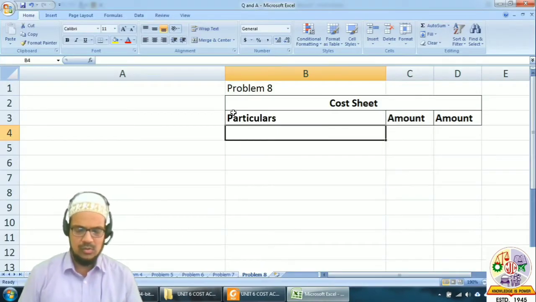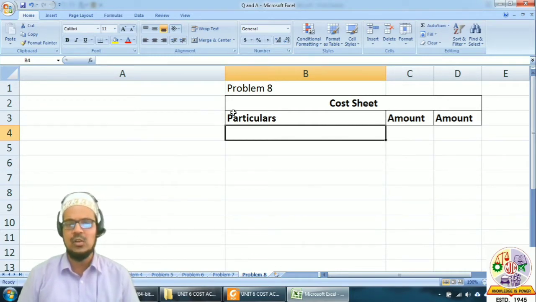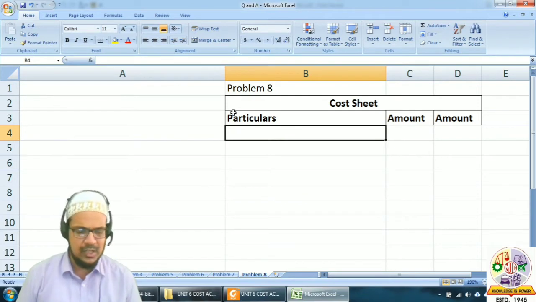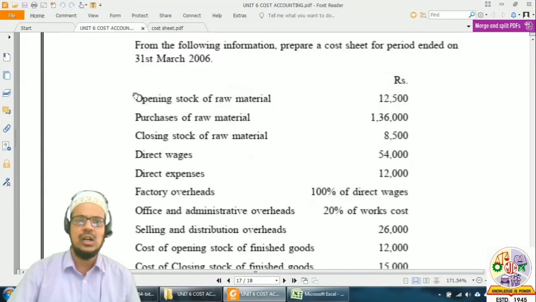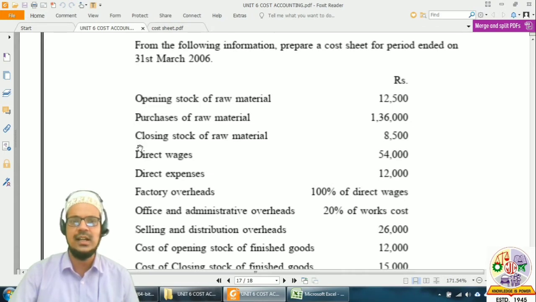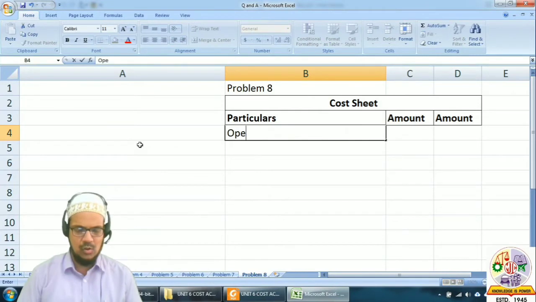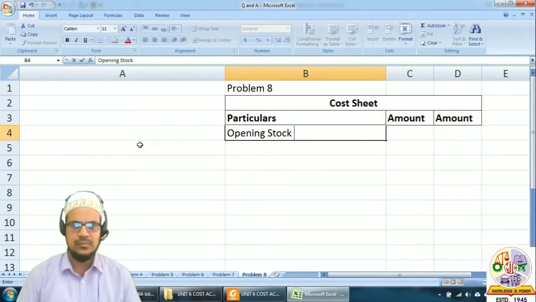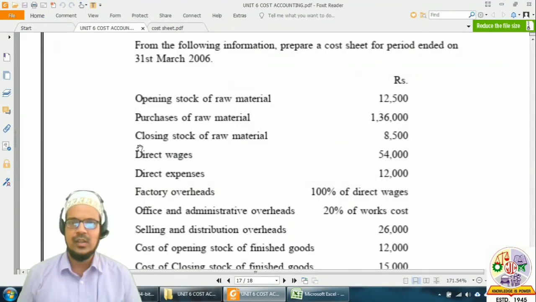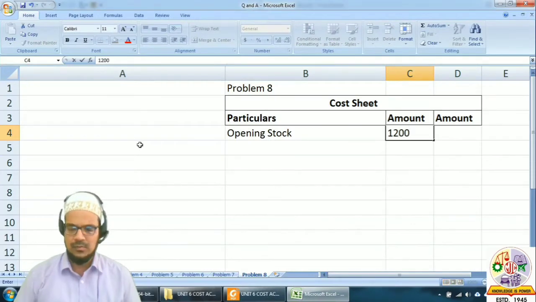Initially we will need to find out prime cost, and for prime cost we will need direct material, direct labor and direct expenses. So for direct material we will need to take into consideration these three amounts: opening stock, purchases and closing stock of raw material. So we will write opening stock, which is 12,500.